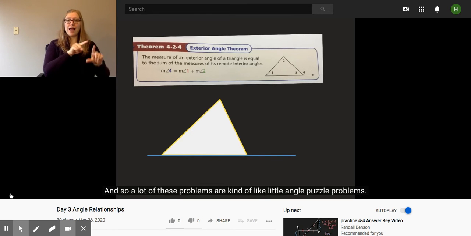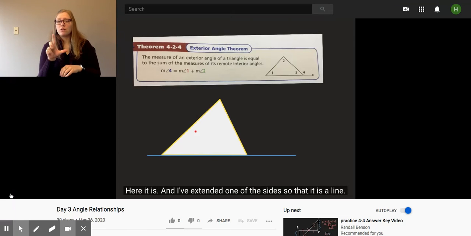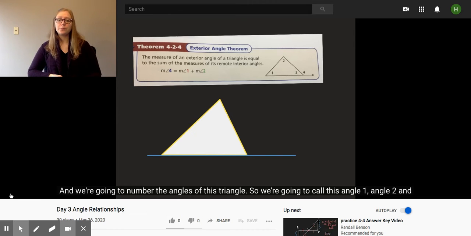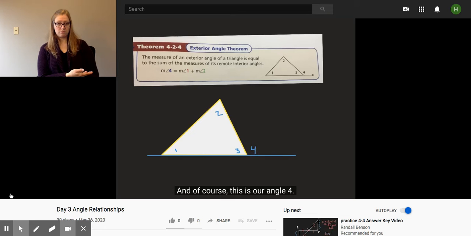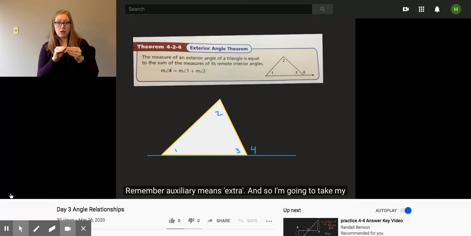A lot of these problems are kind of like little angle puzzle problems. Below, you can see that I've drawn a yellow triangle, and I've extended one of the sides so that it lies on that blue line. We're going to number the angles of this triangle: angle 1, angle 2, and angle 3. And of course, this is our angle 4. We're going to use the same trick that we used when we were doing the angle sums: draw an auxiliary line. Remember, auxiliary means extra.